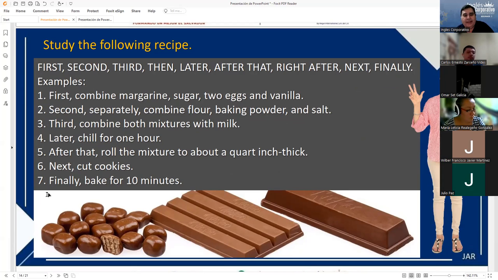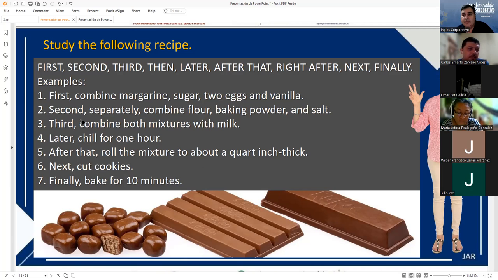Okay, so check over here. Who wants to read the 7 steps? Volunteer to read? Me, teacher? Yes, please. The first until 7? Yes, please. Example: first, combine margarine, sugar, 2 eggs, and vanilla.